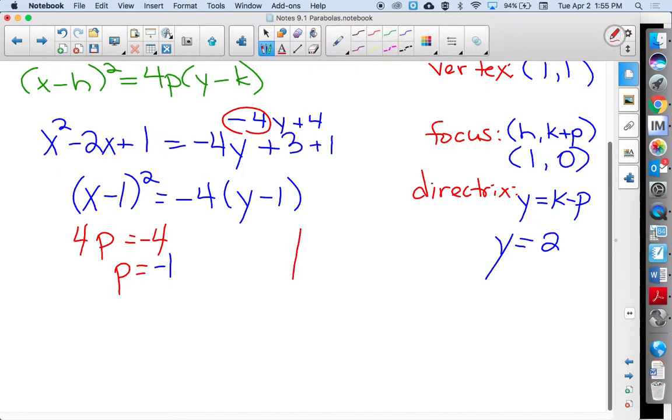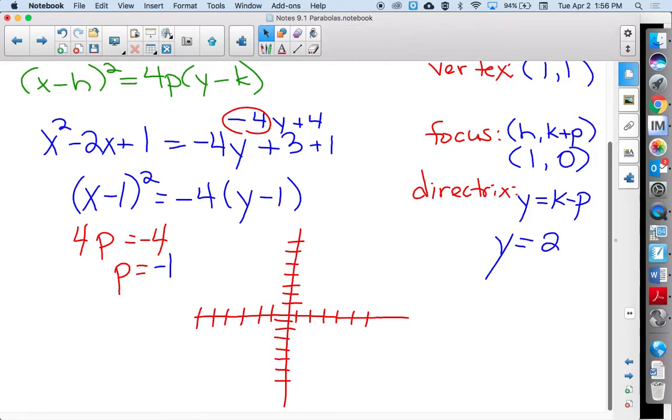Alright, we're going to make a little sketch here. Try and squeeze this in. Chelsea, did I leave you enough space? You did. So point at 1, 1. The focus is at 1, 0. So that's down below. The directrix is at y equals 2, so that's just a horizontal line.